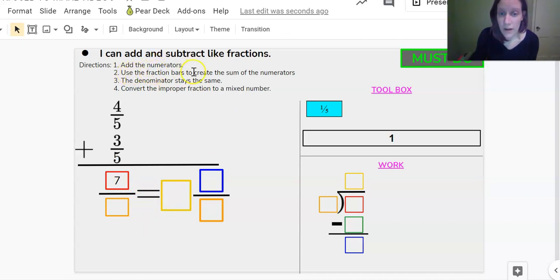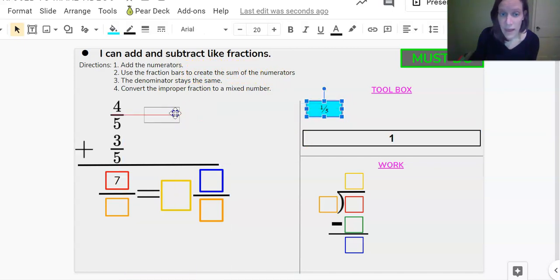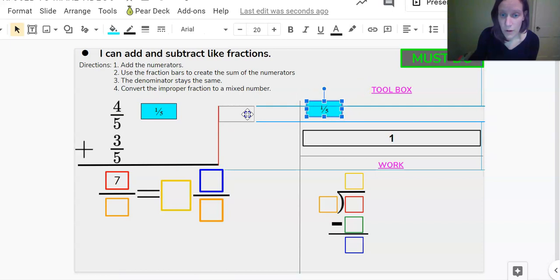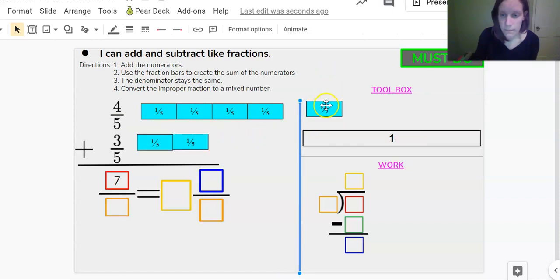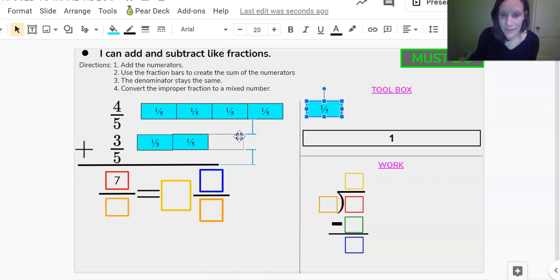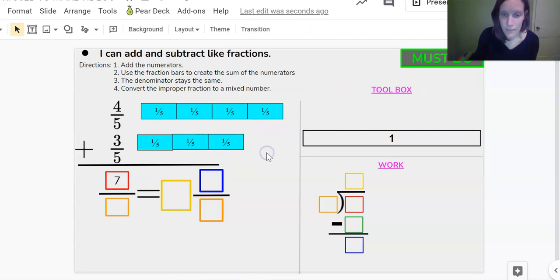It says use the fraction bars to create the sum of the numerators. So we're going to do that. We're going to actually take this 1/5, and it would have been 4 up here. 1, 2, 3, 4, plus 1, 2, 3. Let me grab it. 3/5 right here. And we're putting those all together.